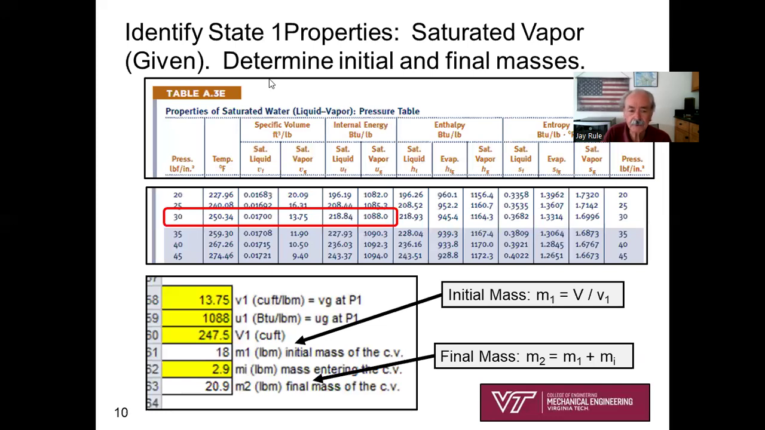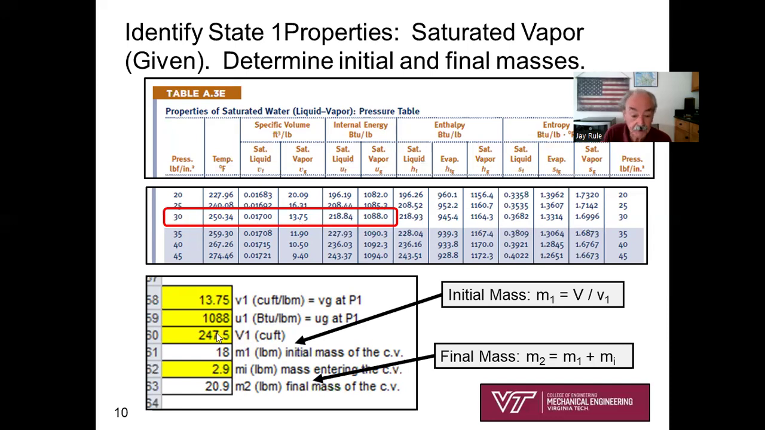Okay, so let's go about the solution. Let's look at state one properties first. We've planned our work. We need U1 and we need little v1. So we'll go to our pressure table since we're given initial pressure, go to 30 pounds, and we will write down v1, 13.75 cubic feet per pound, and u1, 1088 BTUs per pound, right out of the just straight lookups.